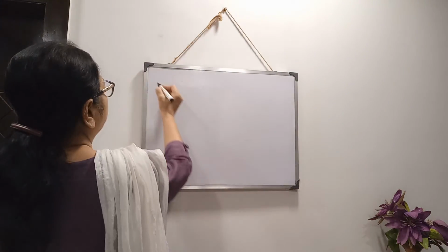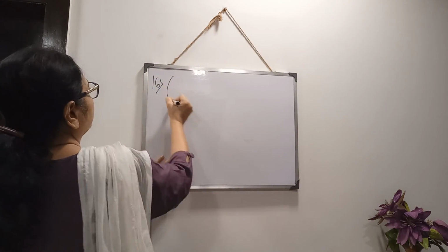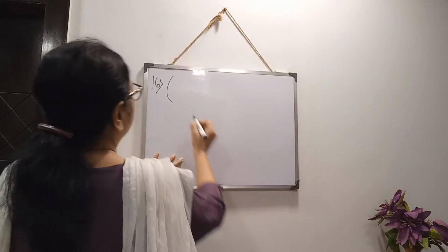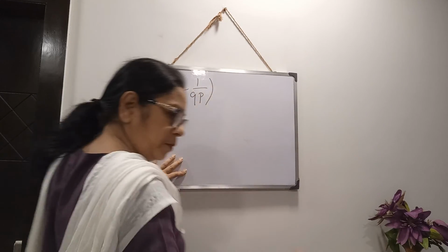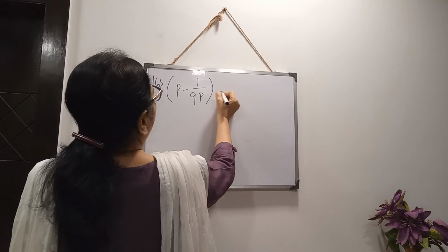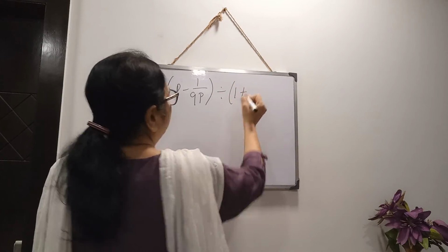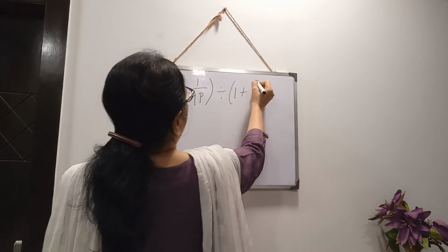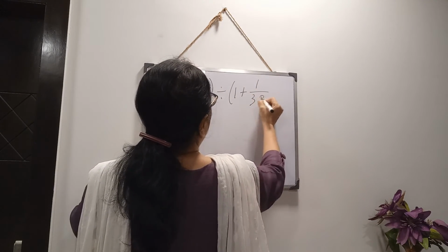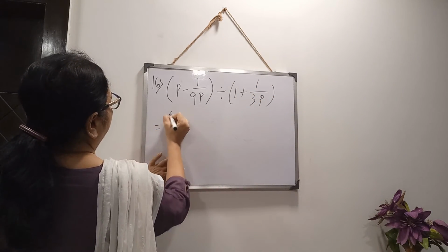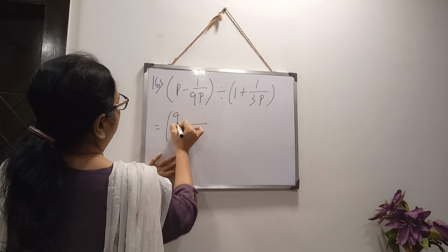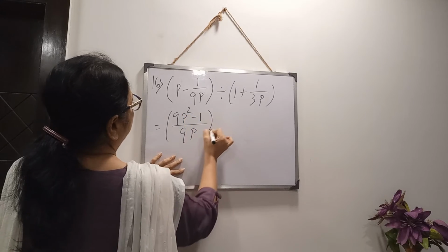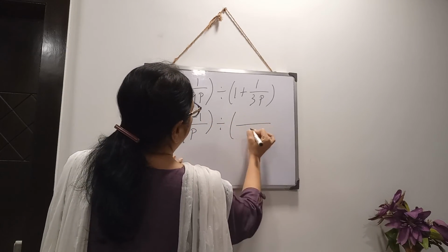Then I am doing one easy sum, number 16. p minus 1 by 9p divided by 1 plus 1 by 3p. It may come in SAQ type. So here you take the LCM, 9p. So it is coming 9p square minus 1, divided by, take LCM, 3p.